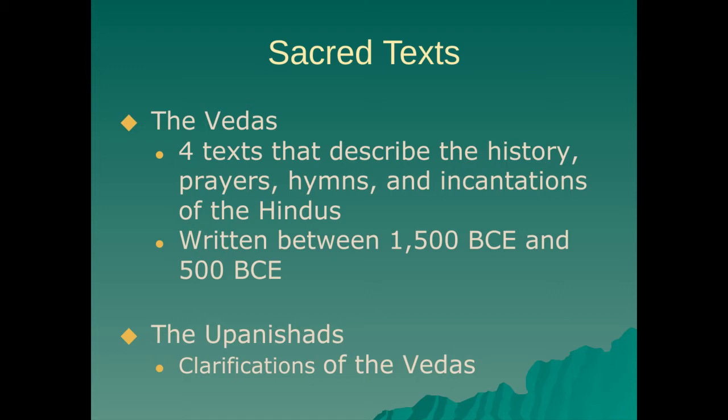Now, while this was written between 1500 BCE and 500 BCE, these ancient prayers and hymns and histories were first oral histories and then finally written down into what is now the completed form, which was finally put together in 500 BCE. The second group of sacred texts is called the Upanishads.